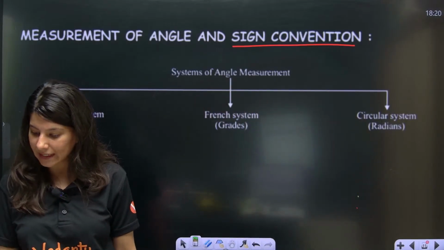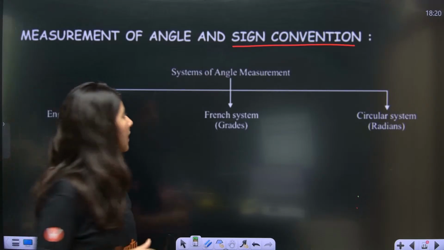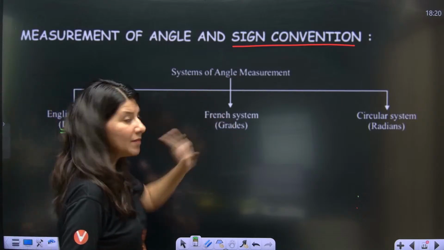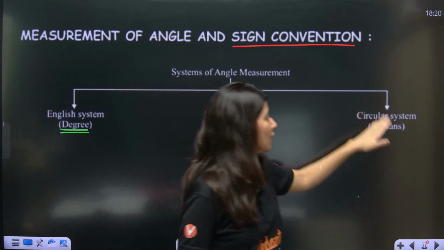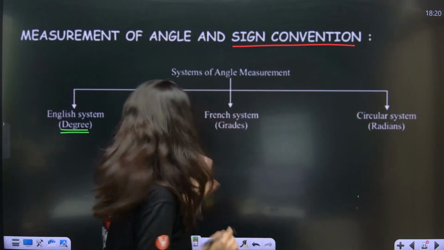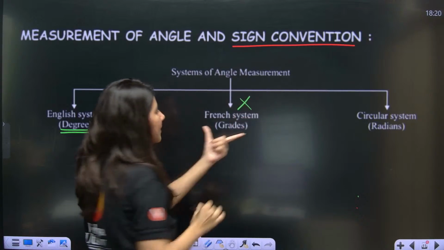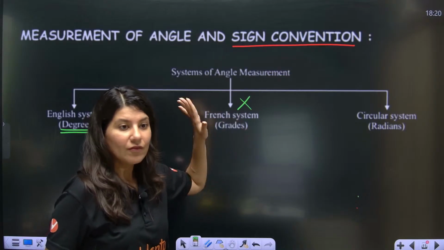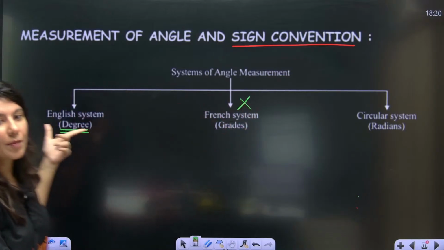Everybody clear? Now, the English system is the degree system, the French system is the grade system, and the circular system is radians. We are not interested in the French system, grade. It is not at all in our syllabus, so we will not talk about it. We will talk about degree.